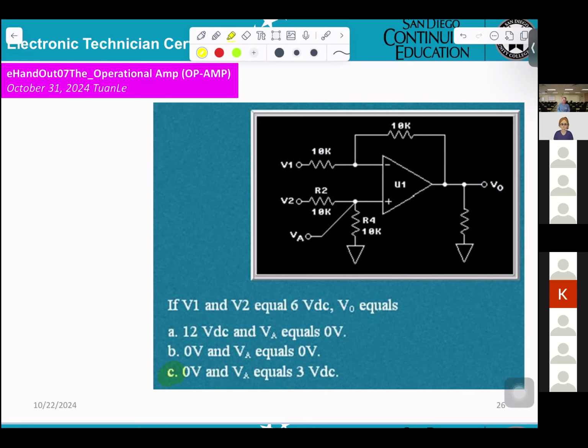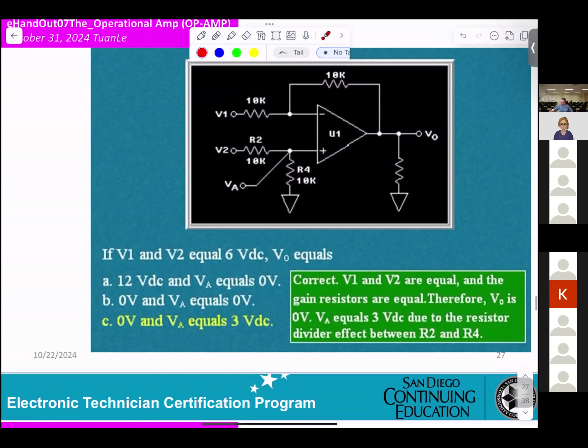The thing about the input is that we chose 6 volts, one inverting and one non-inverting, so the output is 0, correct? However, you have to look for the VA right here. VA will be the voltage divider. You get 6 volts here, times 1K divided by 1K plus 1K, which is 2K. You get 3 volts. That's why the only right answer is C. Correct: V1 and V2 are equal, and the resistors are equal, so Vout is 0. VA equals 3 volts due to the resistor divider.